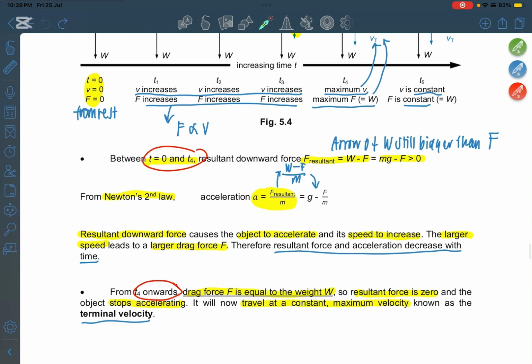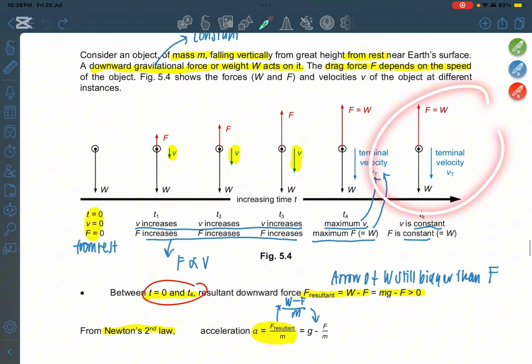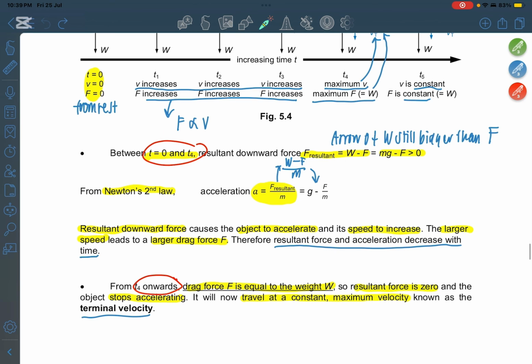Okay, so from t4 onwards, which is when terminal velocity starts to hit, the drag force equals the weight. So that means F net is 0, and so the object stops accelerating. a equals 0. So the object will travel at a constant maximum velocity that we call terminal velocity.